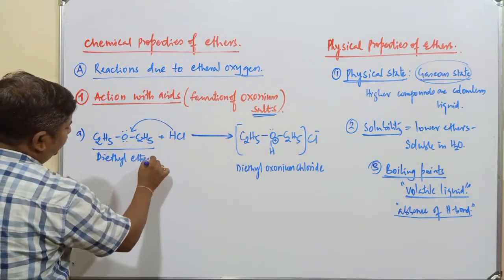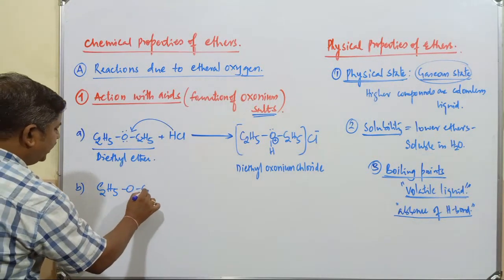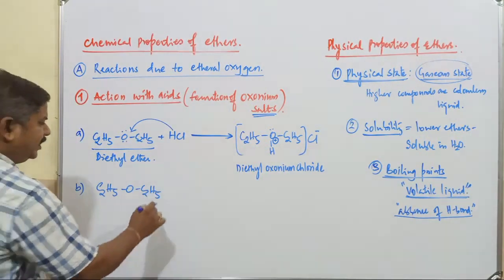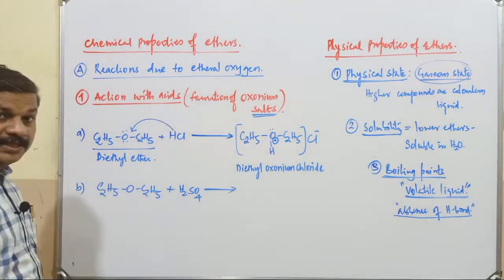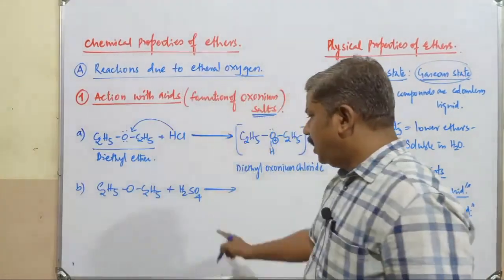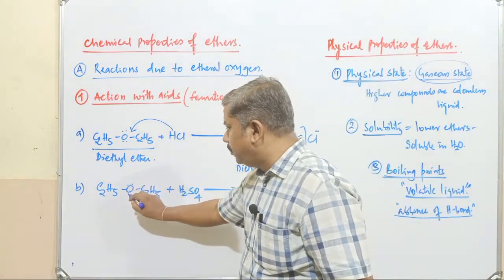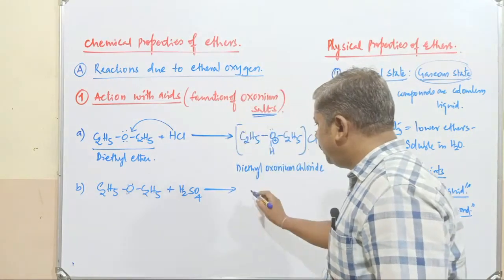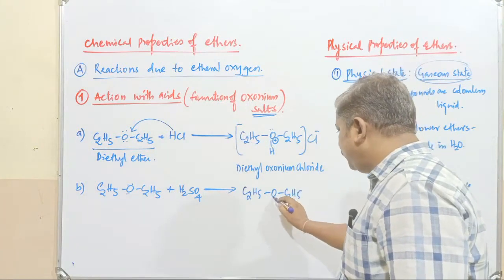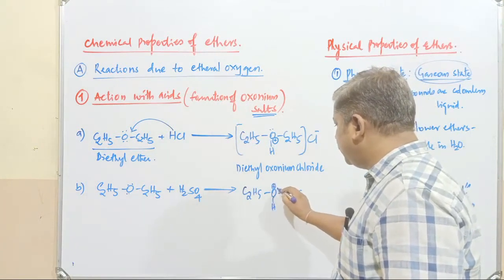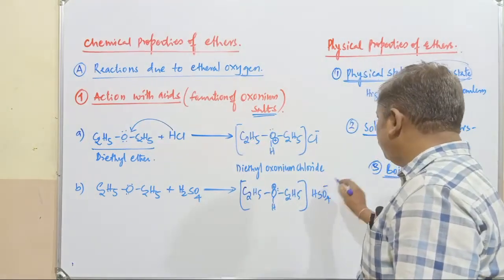Diethyl ether, right? One more example: C2H5OC2H5, the same diethyl ether, plus H2SO4. Take any acid: H2SO4, HNO3, any type of acid. How does H2SO4 dissociate? Into H plus and HSO4 minus. H plus will be added over this oxygen atom containing a lone pair of electrons. It is C2H5, O, C2H5, with hydrogen. It has a positive charge with the lone pair, and it is surrounded by HSO4 minus.